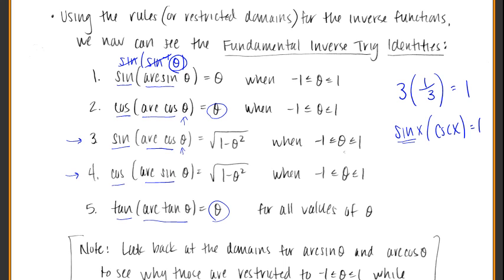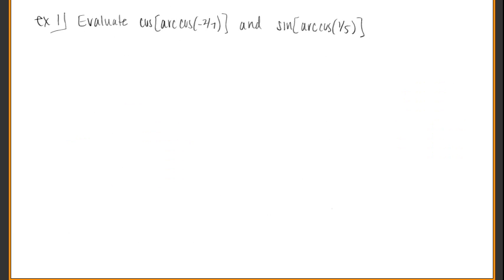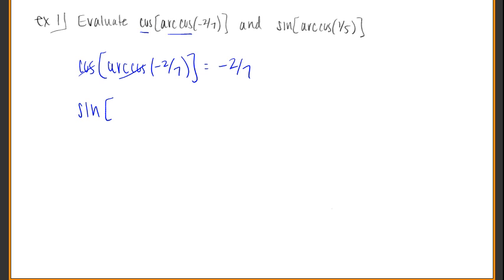Okay, so let's go into our first example. We want to evaluate cosine arc cosine of negative 2/7. Well, I have cosine and arc cosine, they match up. So cosine of arc cosine, nothing fancy here. Those two cancel each other out, and my answer is just my angle, which happens to be negative 2/7.